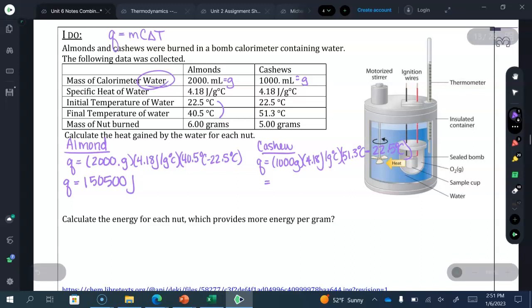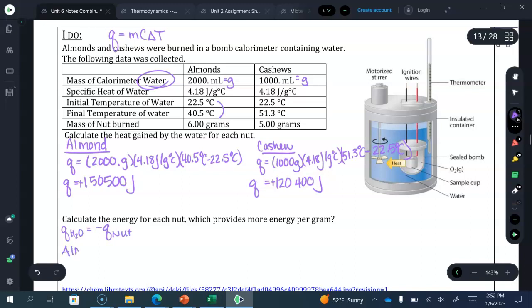Solving for that one, you should see that it gives off 120,400 joules. Okay. So we've calculated the heat gained, and that's why these are positive, because the temperature increase results in a positive heat gained by the water. Now we're going to calculate the energy for each nut and determine which provides more energy per gram. Well, we know that Q of water is going to be what was lost by the nut.